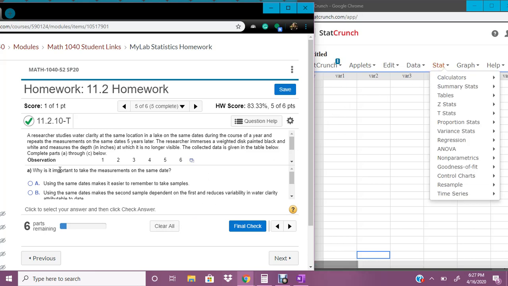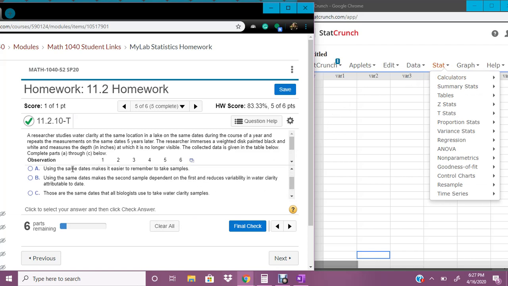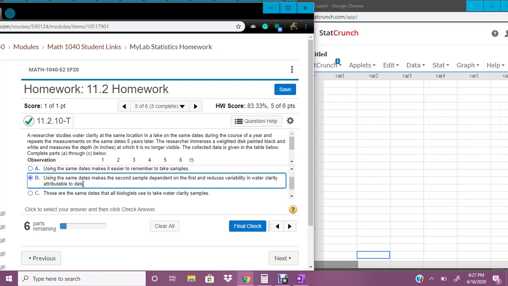First, it talks about why it's important to take measurements on the same date, and that would be this one right here. Using the same dates makes the second sample dependent on the first. That word dependent is our key. That's why we do it on the same date, because we want to make sure that if there is a difference, we actually find it.